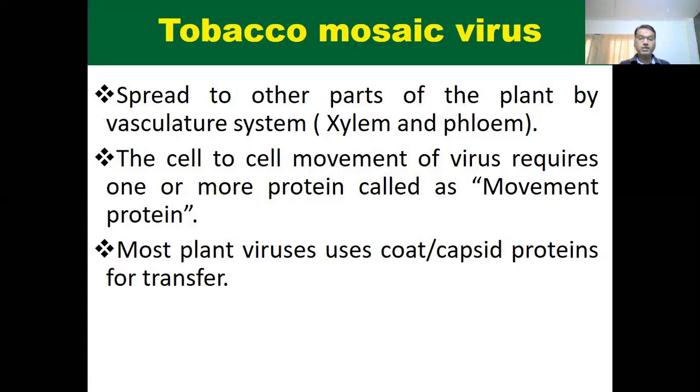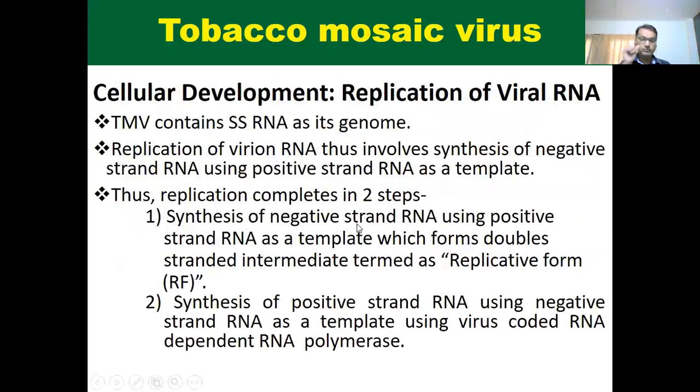The cell-to-cell movement of virus requires one or more proteins that are called movement proteins. For a virus to move from one cell to another, some proteins are required, and these proteins are called movement proteins. Most plant viruses use coat or capsid proteins for transport. In many cases, the protein coat, the capsid, is used for this purpose. Okay, next. Now come toward the cellular development again. We'll go deep into the cellular development.